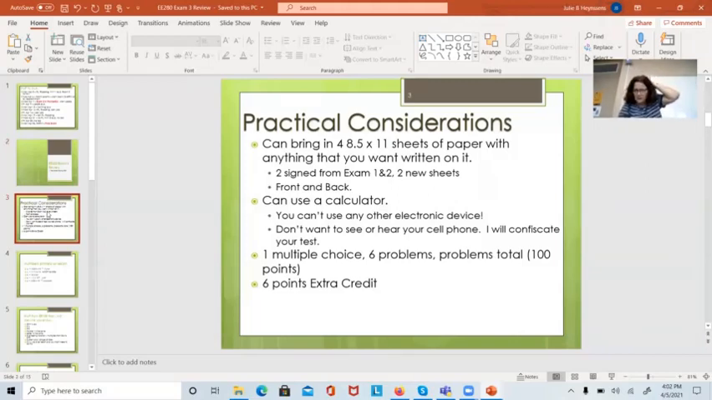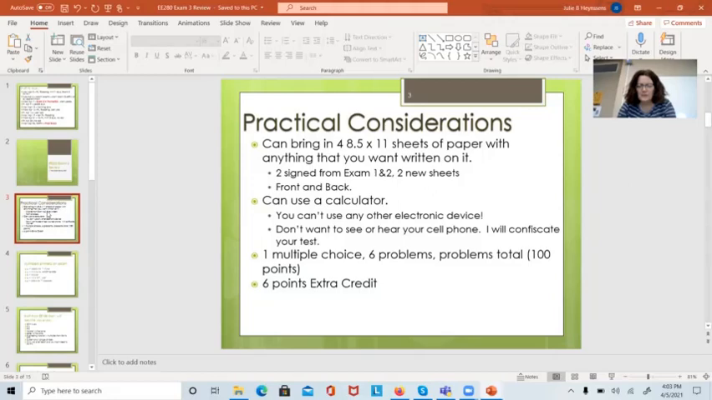4 sheets of paper, anything you want on it. The 2 sheets from exam 1 and 2, make sure you have those for the final. You get 2 new sheets for this one, basically. You can use your calculators, other electronic devices. There is one multiple choice problem, which is probably the one people do worst on the exam, in 3 parts. It's worth 6 points.